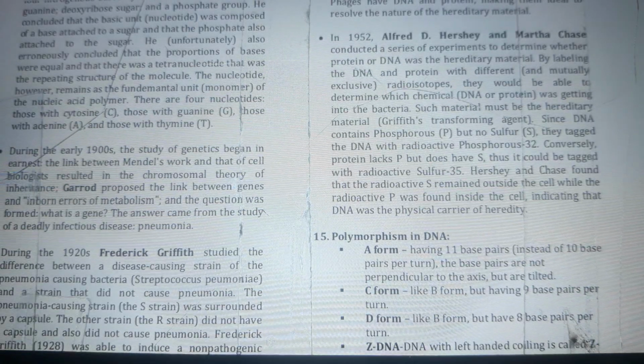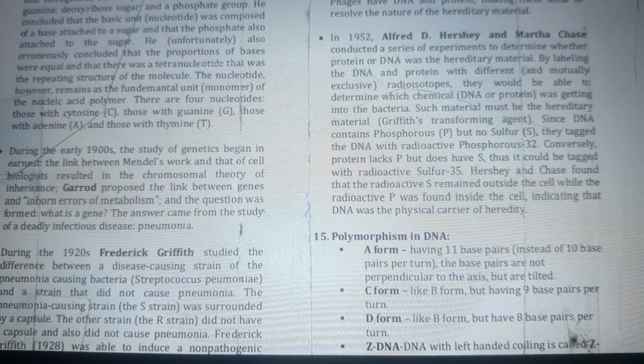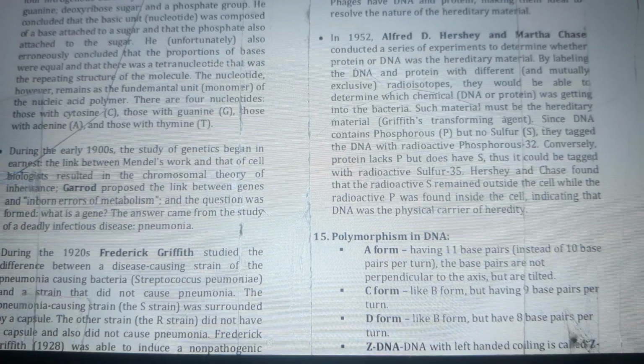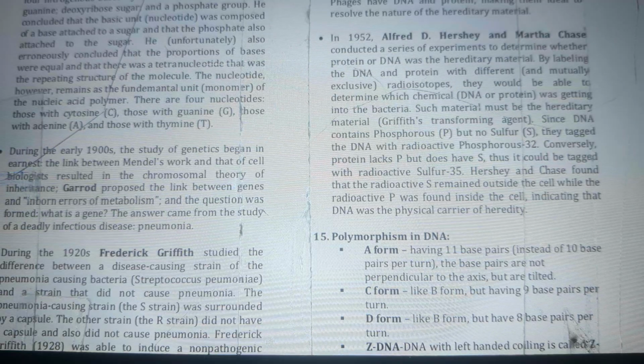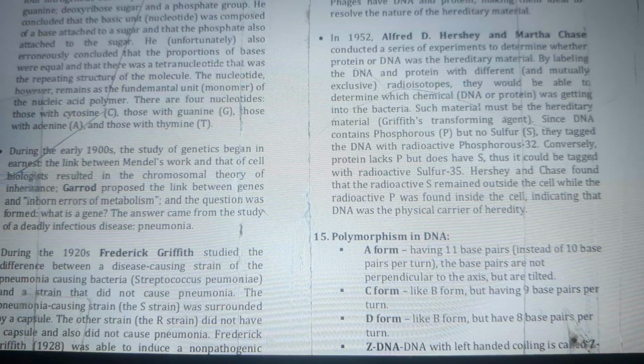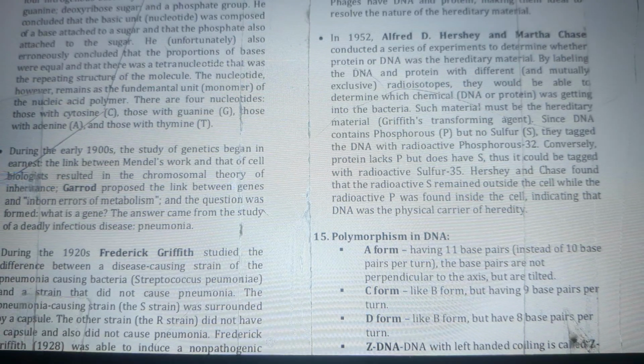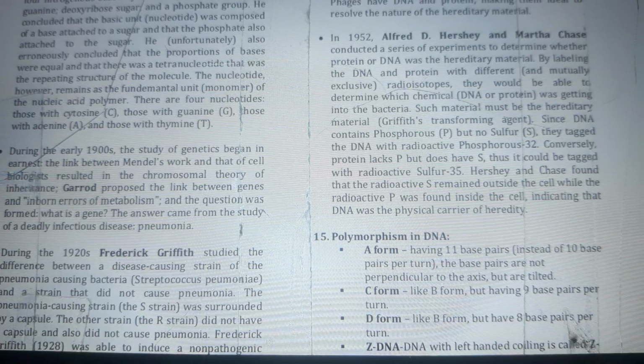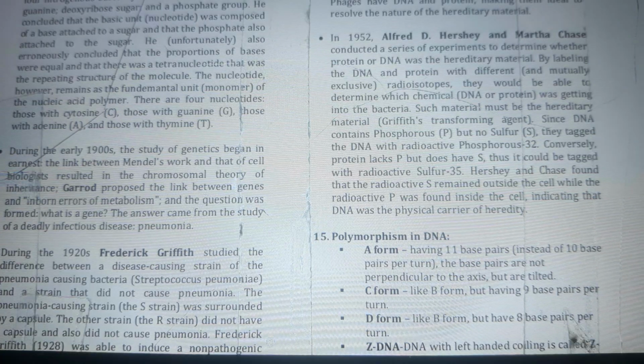DNA. In 1952, Alfred D. Hershey and Martha Chase conducted a series of experiments to determine whether protein or DNA was the hereditary material. By labeling the DNA and protein with different and mutually exclusive radioisotopes, they would be able to determine which chemical, DNA or protein, was getting into the bacteria. Such material must be the hereditary material, Griffith's transforming agent.